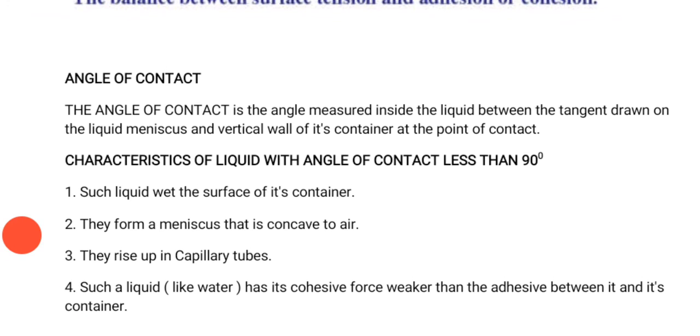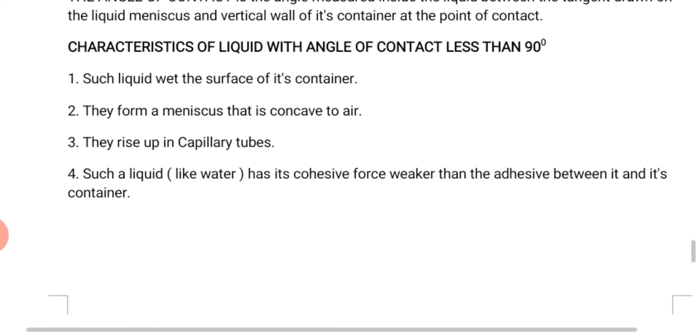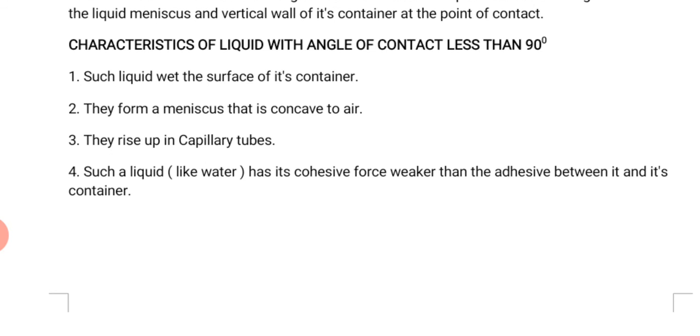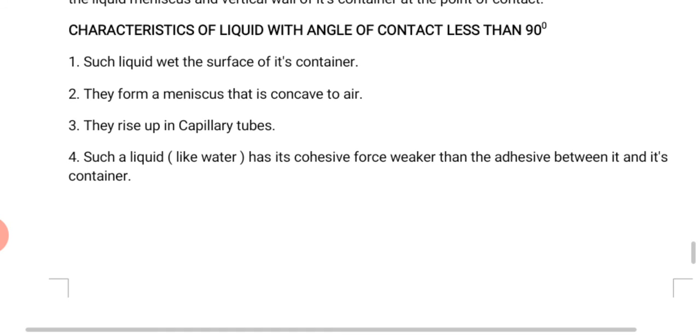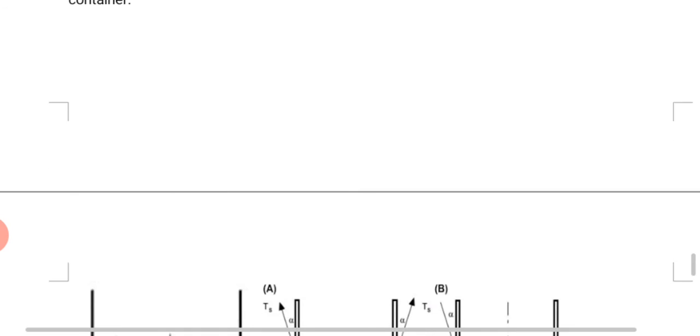Angle of contact. The angle of contact is the angle measured inside the liquid between the tangent drawn to the liquid meniscus and the vertical wall of its container at the point of contact. Characteristics of liquids with angle of contact less than 90 degrees. Such liquids wet the surface of their container. They form a meniscus that is concave to air. They rise up in a capillary tube. Such a liquid, like water, has its cohesive force weaker than the adhesion between it and its container.